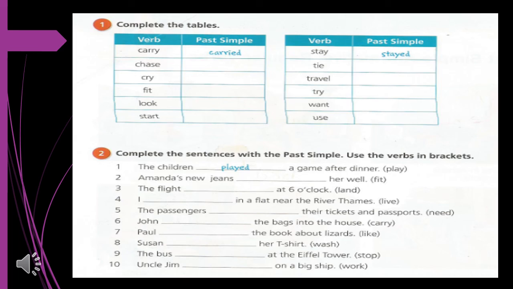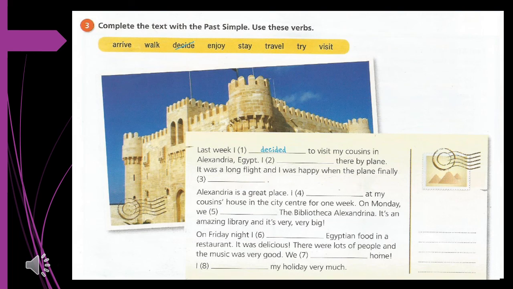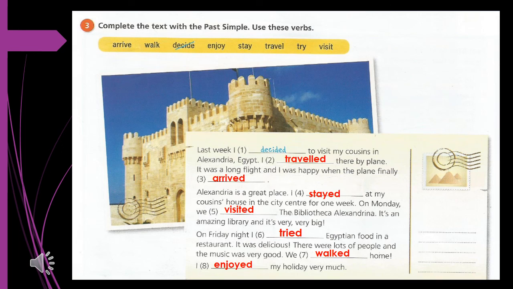Here, Junior 3, for extra exercises, open your grammar book. You will find some questions. Start to answer them. These are the answers. Check your answers, and if there is something not right, just correct it. Here, you will find the rest of the page. You have some verbs. Put each one in the right place, but change it into the past simple tense. And here, you will find the answers.